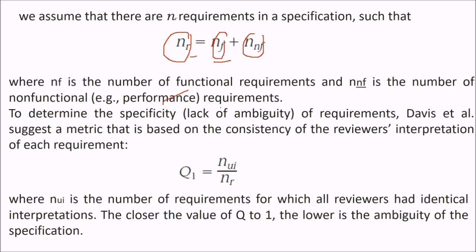And to determine the specificity, that is the lack of ambiguity of requirements, Davis suggested a metric that is based on the consistency of reviewers' interpretation of each requirement, that is Q1 is equal to NUI by NR. NR we have computed just now. NUI is the number of requirements for which all reviewers have identical interpretation. And the closer the value Q1 is to 1, the lower is the ambiguity of the specification.